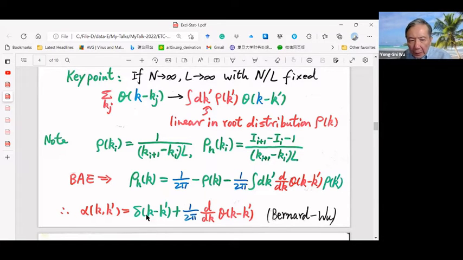Okay, actually, according to our counting rule, the mutual statistics in this model takes the following form. The first term is a delta function, then the second term contains a derivative of theta. So this agrees with our postulate.